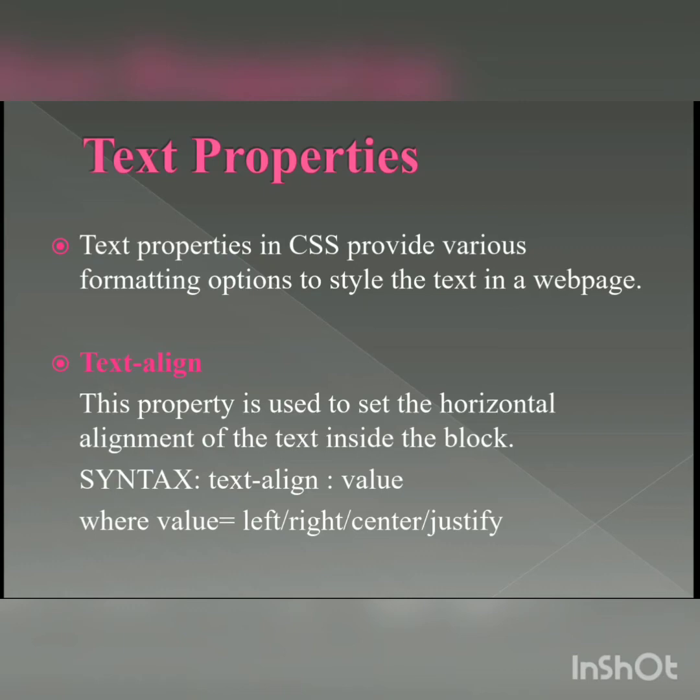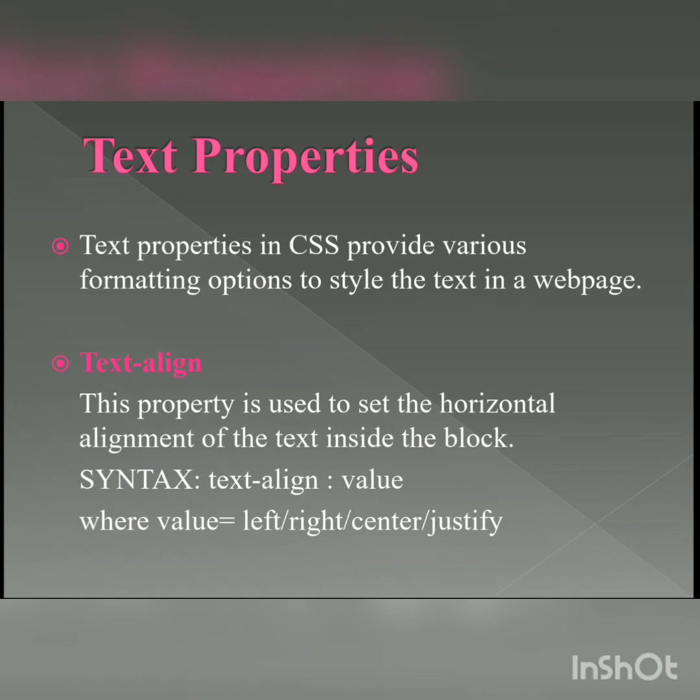Next is text properties. Text properties in CSS provide various formatting options to style the text in a web page. Formatting options are used to improve or make the text attractive. Okay, you all have seen that whenever we open any web page, it is not just written in simple text. You can see different colors of text are there. We have applied different font styles, and different animations are applied to them.